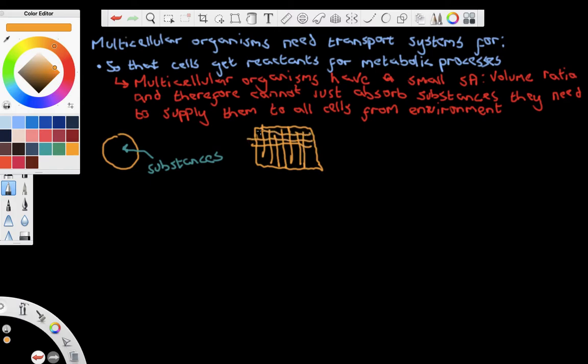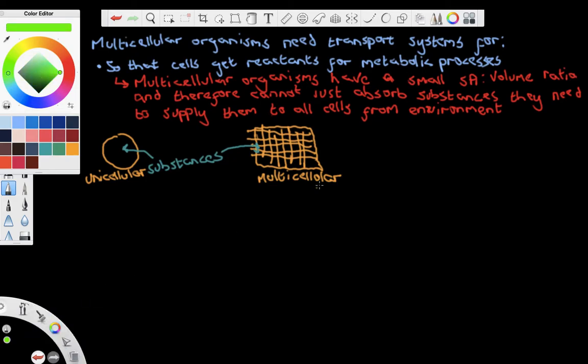If you try to absorb substances from your environment exactly like the unicellular organism did, so I'm going to put unicellular here, we can put multicellular here. The problem we're going to have is that if you try to absorb substances the way that the unicellular has, it will only reach this cell here. All of these cells will not get the substance they need. So multicellular organisms need transport systems to ensure that all cells get reactants for metabolic processes.